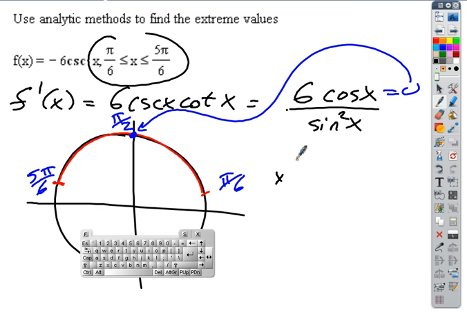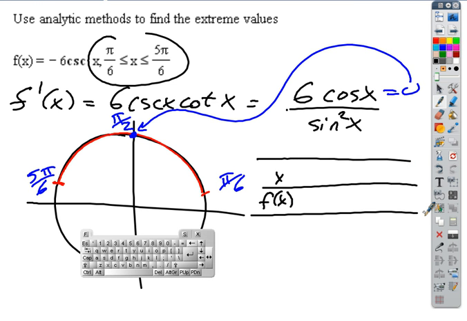So what are we going to get at pi/6? If I go back to the original function, the cosecant of pi/6, that's just the reciprocal of sine. What's the sine of pi/6? What's the y coordinate of that point right there?